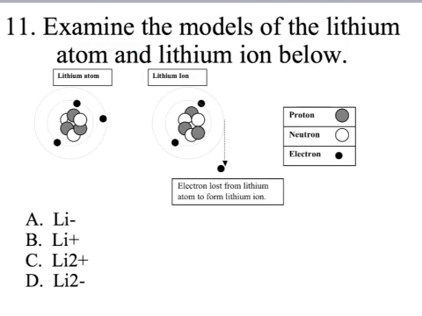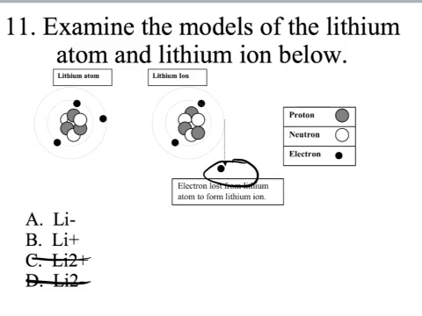Examine the models of the lithium atom and the lithium ion below. Okay, so take a second, look at them. What is the correct charge of the lithium ion? I apologize, there's no question on here, but that's what it would be asking. Well, how many electrons did it lose? It lost 1. So the only charge it could have would be something with a 1. So the 2+ and the 2- are wrong.